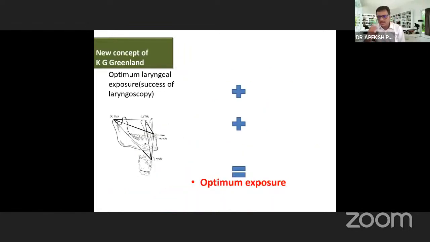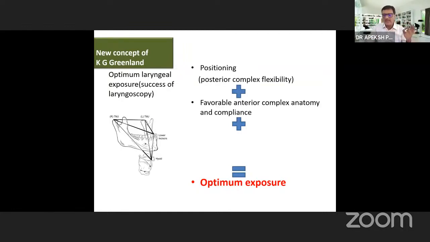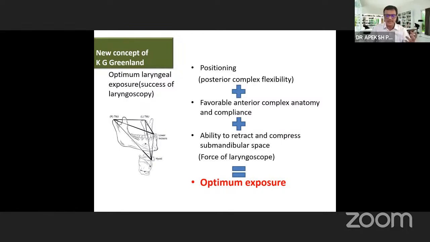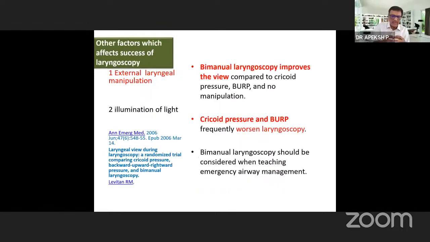So in short, the success of laryngoscopy is a summation of one, positioning, meaning posterior complex flexibility. Second, favorable anterior complex anatomy and compliance. And third is our ability to retract and compress the submandibular tissue. If these three things come together at one time, then we will be able to have an optimal laryngeal view. And many other factors affect the laryngeal view. That is external laryngeal manipulation.